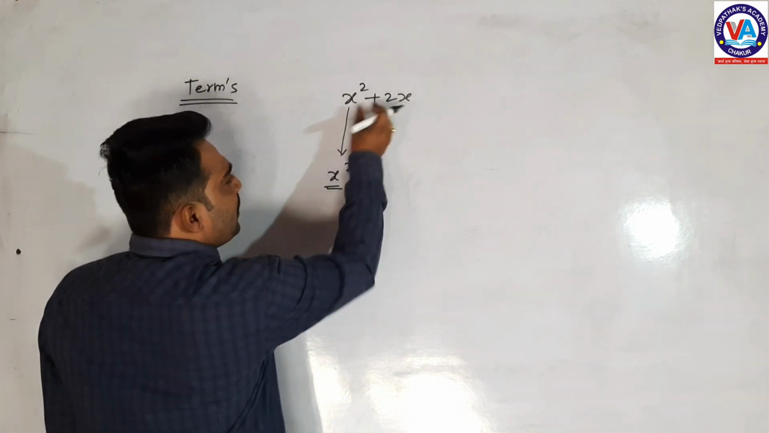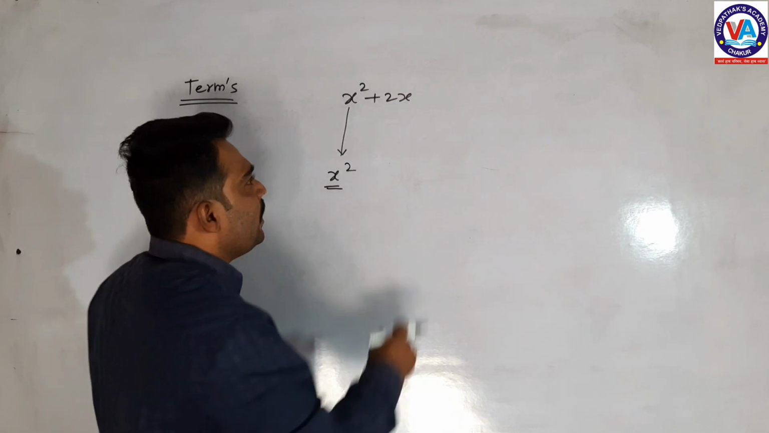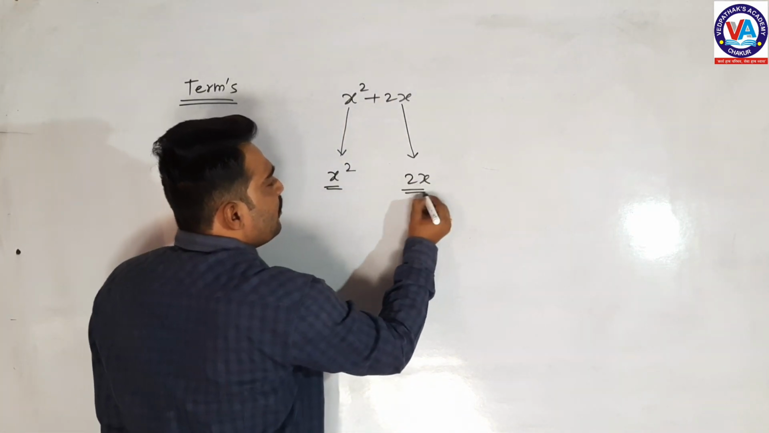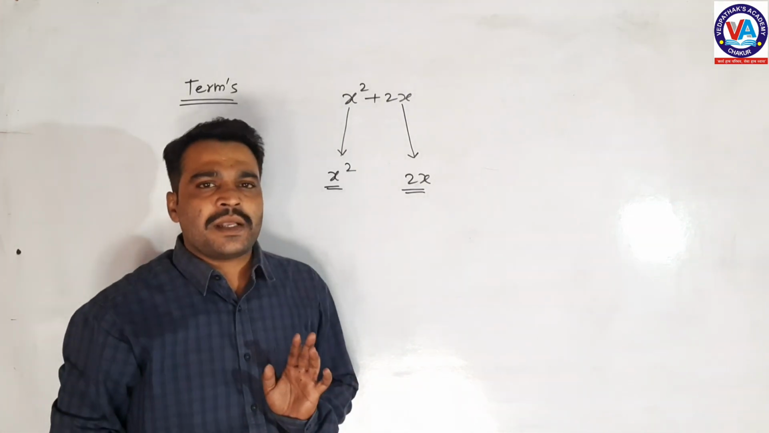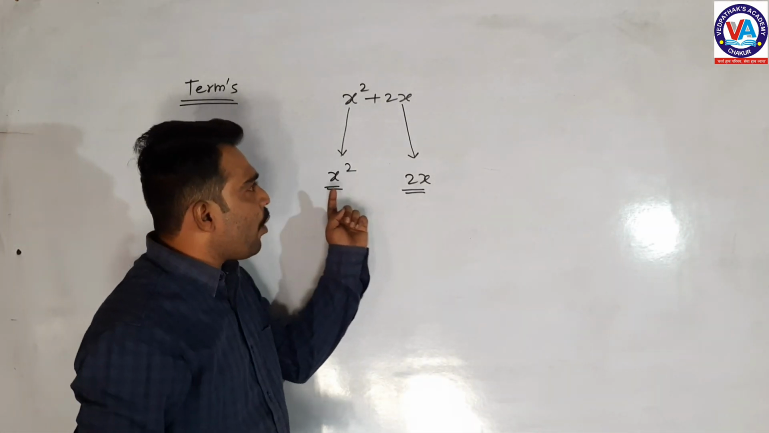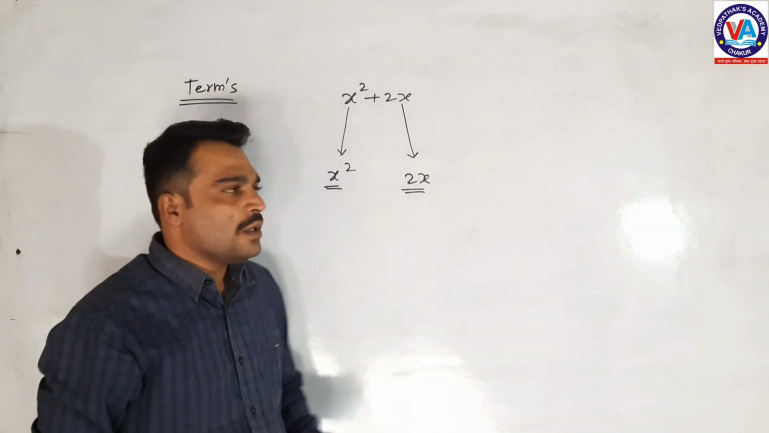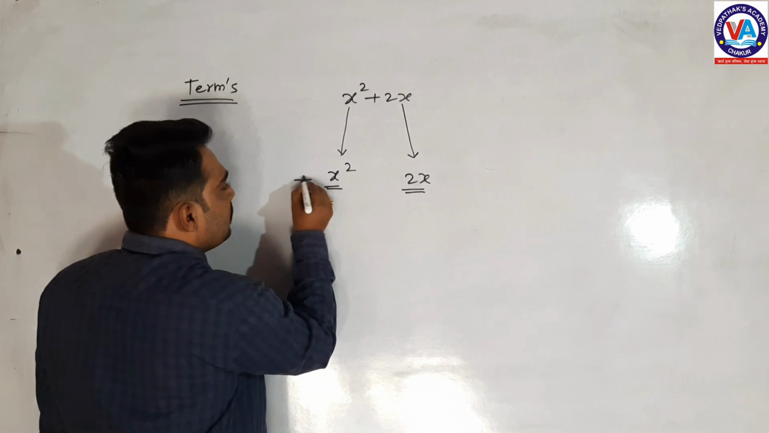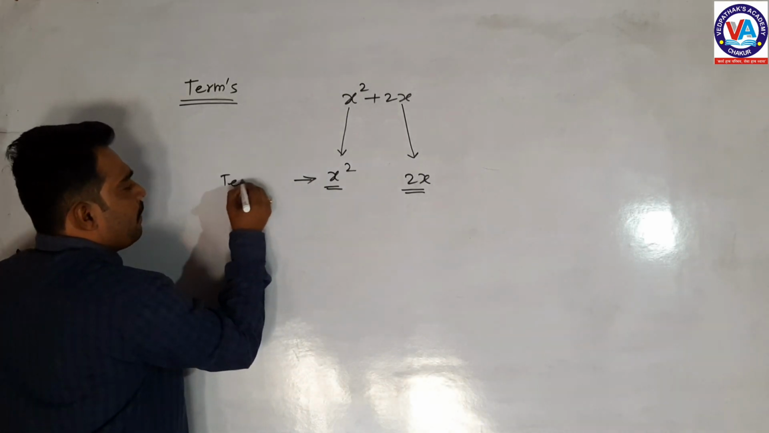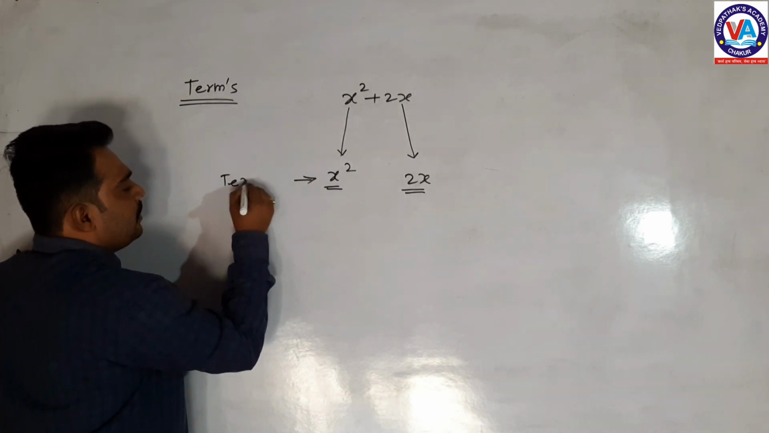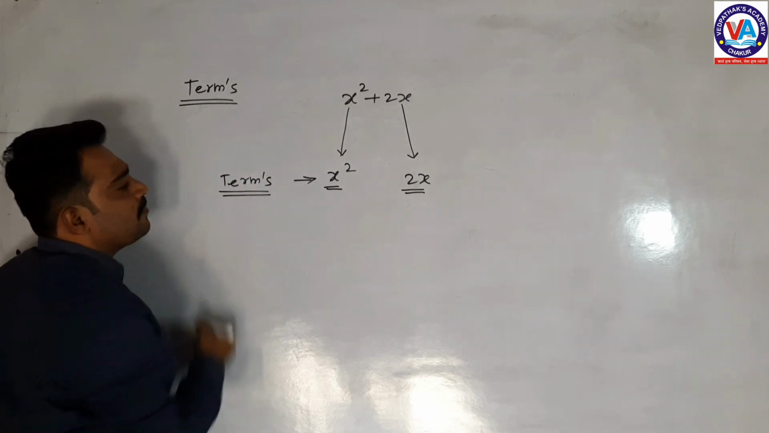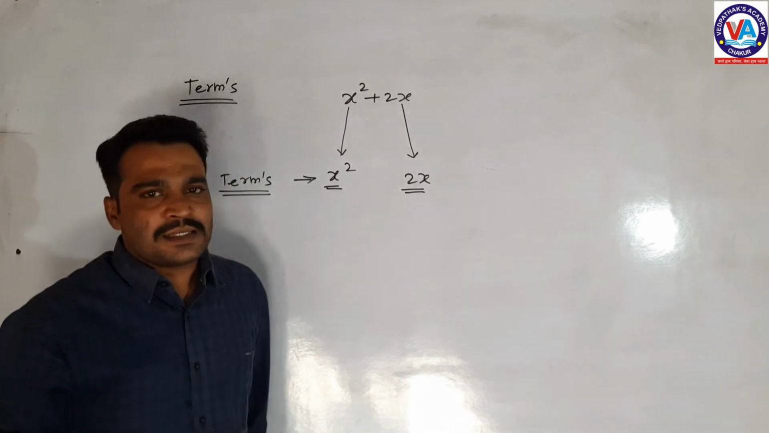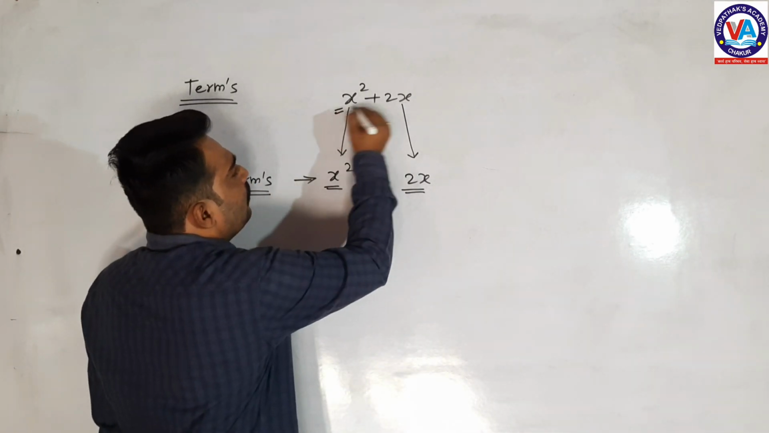And then what did I do, I used a plus sign in this, I am adding them. I have the second algebraic expression as 2x. Means I have two algebraic expressions. One is x square and second is 2x. So these algebraic expressions are called the terms. So they are called the terms in polynomials. Yes. So this polynomial is consisting of two terms.